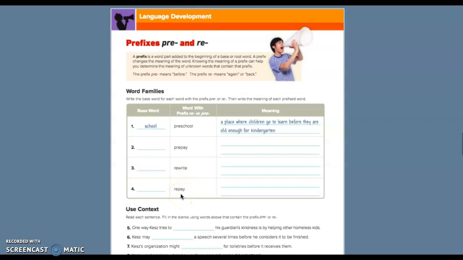Then repay. So what's the root word? Well, it's going to be the same one as right here. Repay. So you're going to put pay right here, and then give me a definition of what you think repay is over here. You repay somebody. You paid them once, then they do the same service again for you, you're going to pay them again. Does that make sense?